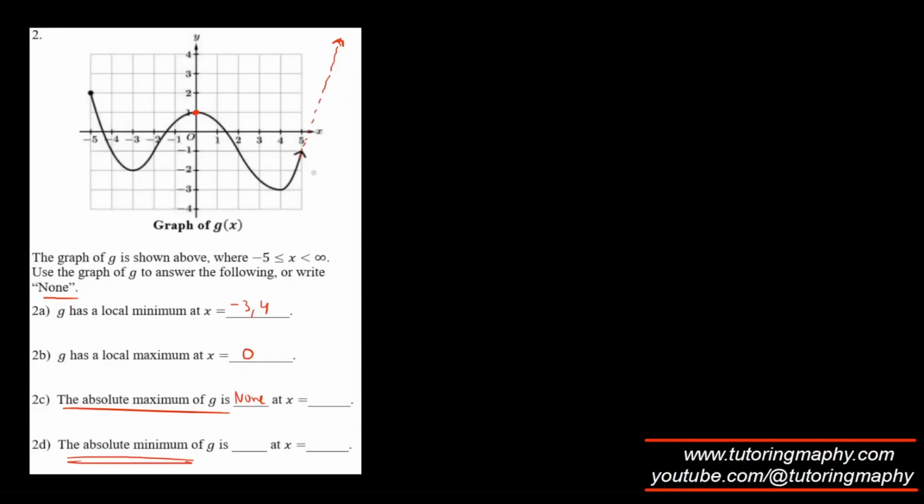But absolute minimum is definitely there, there is a minimum. This point right here is the minimum, and the minimum value is -3 at x equal to 4. So here I think it's none and none.